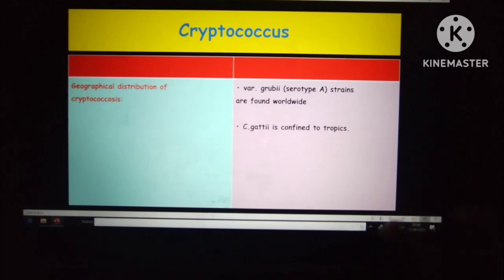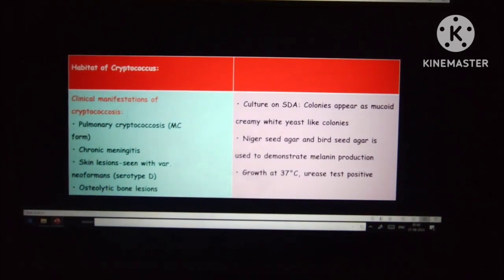Okay. So next is Cryptococcus. Here there are two species you want to remember. One is var grubii, which is present worldwide, whereas gattii is present in the tropics. What clinical manifestations should you remember? First, pulmonary cryptococcosis and meningitis. Skin lesions are usually seen with serotype D, and osteolytic bone lesions. But if you come across cryptococcus, remember these two: meningitis and pulmonary cryptococcosis. Always, on SDA it produces creamy white yeast-like colonies.